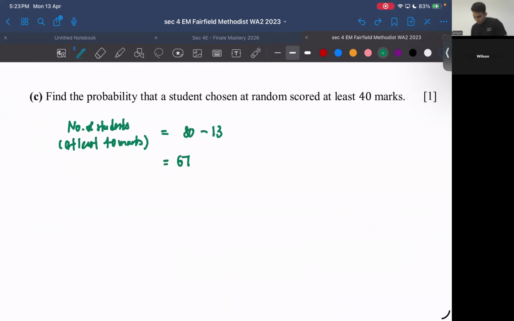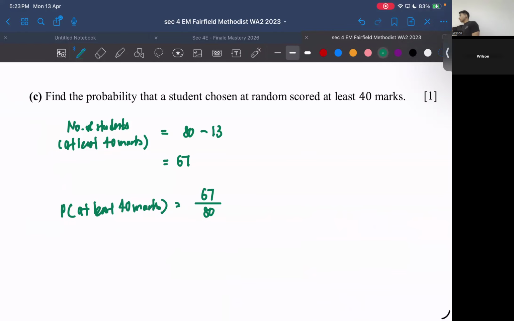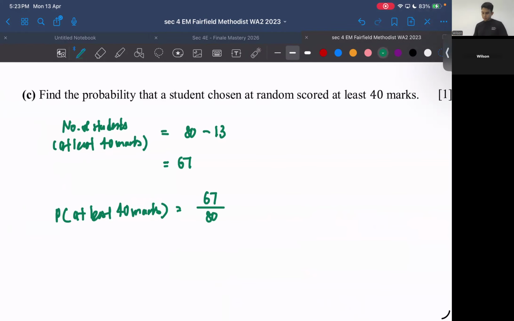Now, the final probability. We are only choosing one person. Remember, probability is the favorable outcomes over the total number of outcomes. So my probability that the student scores at least 40 marks over here is 67 over what? Yes, 80 is the total number of students. So this will be my probability. Now I cannot simplify, right? This is the simplest form already. So I just leave it as it is.